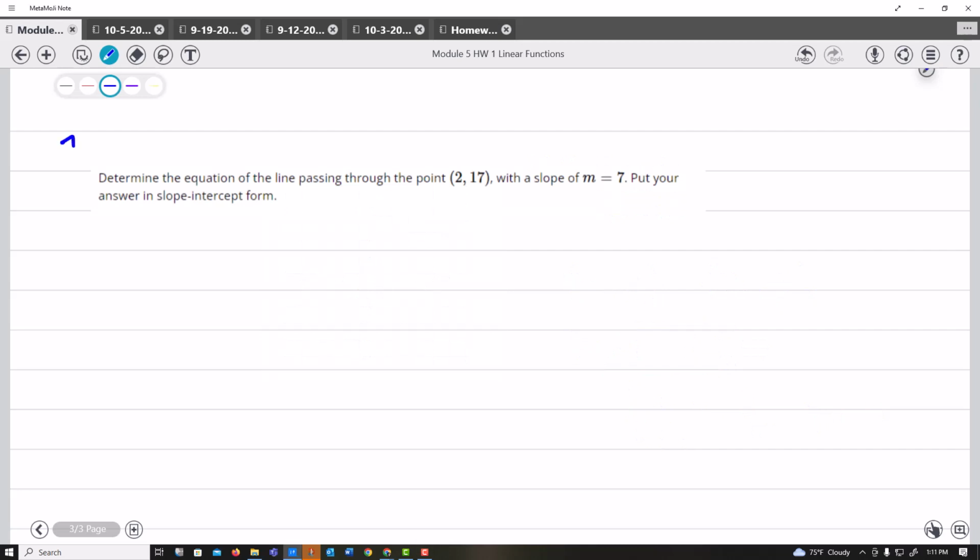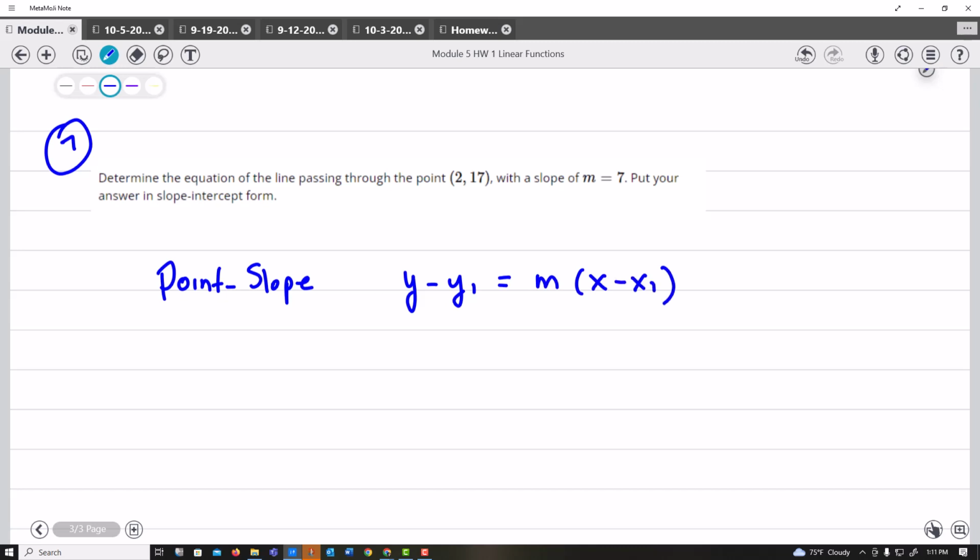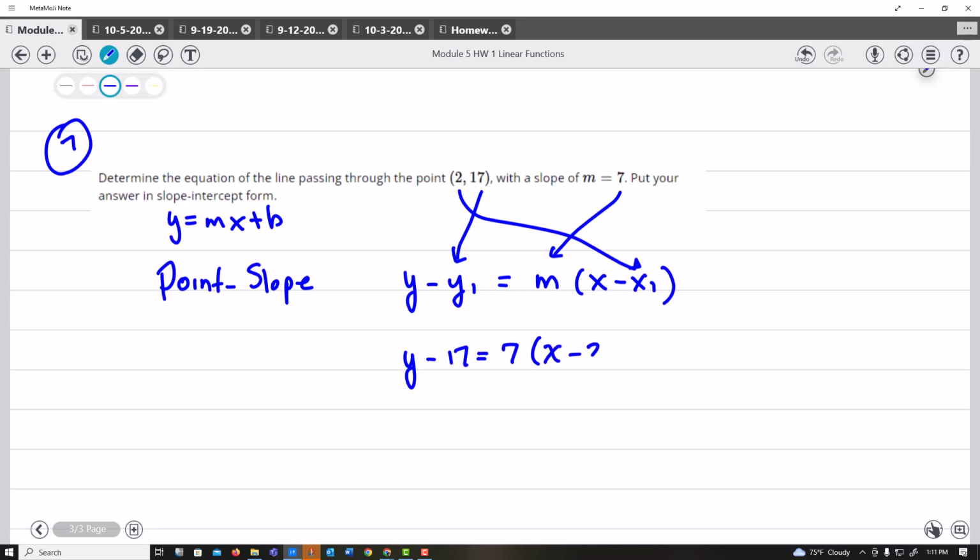Looking at something like question 7, it says determine the equation of the line, and I'm given a point and a slope. So why not use the point-slope formula, which is y minus y1 equals m times x minus x1. And it says put your answer in slope-intercept form, which is y equals mx plus b. So this is my y1 value, this is my x1 value, and that's my slope. Plugging everything in, I get y minus 17 equals 7 times x minus 2.